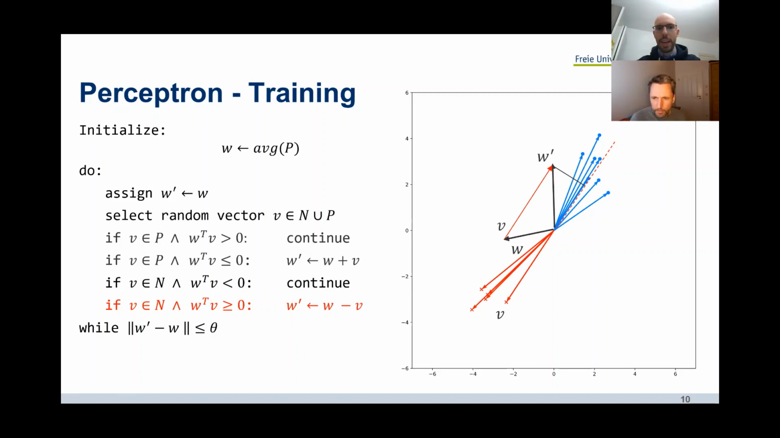In this formulation of the algorithm, we're not using a learning rate, but there's nothing telling us that we can't use a learning rate here, and we certainly could.